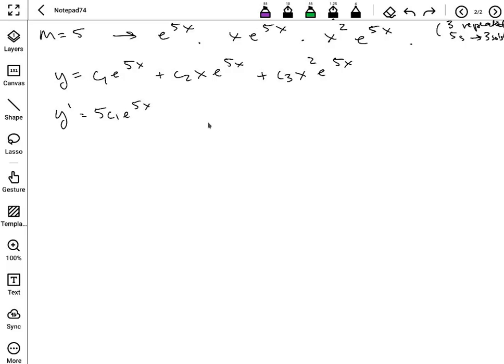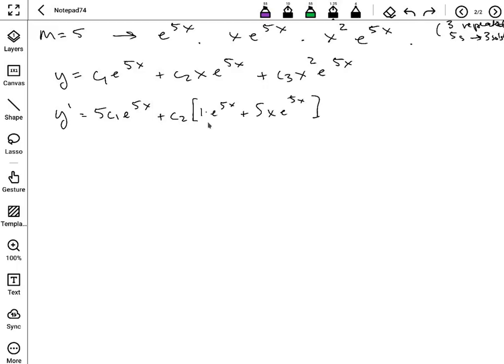This e to 5x, I just multiply by 5 to take the derivative. But then this x e to 5x, I'm going to have to do a product rule. So taking the derivative of x is 1 times e to 5x. Or taking the derivative of e to 5x, which is 5 times e to 5x, but keeping the x the same.